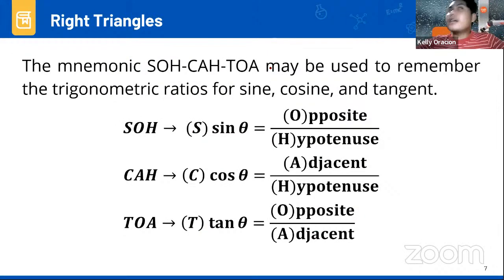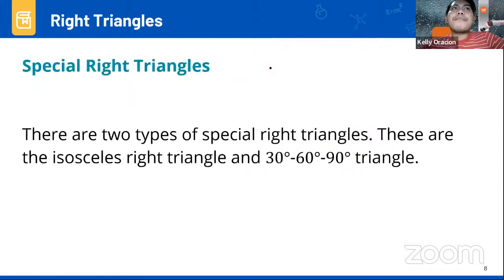So the mnemonic SOHCAHTOA may be used to determine the trigonometric ratios for sine, cosine, and tangent. Again, there are six trigonometric ratios, the SOHCAHTOA and its reciprocals. So please take note of that one. But before that, let's proceed to special right triangles.